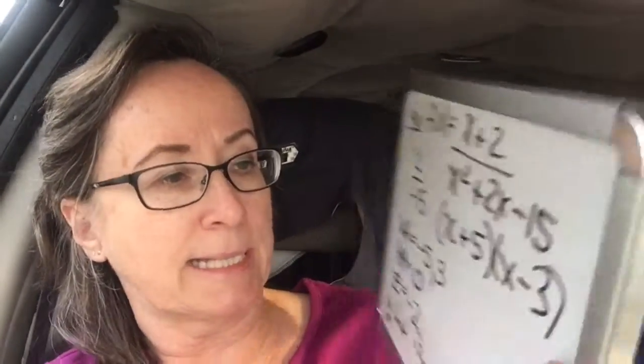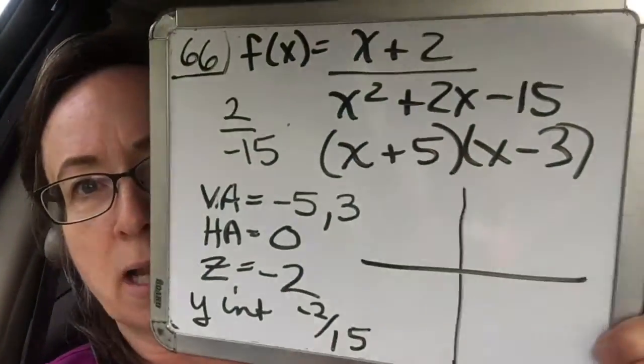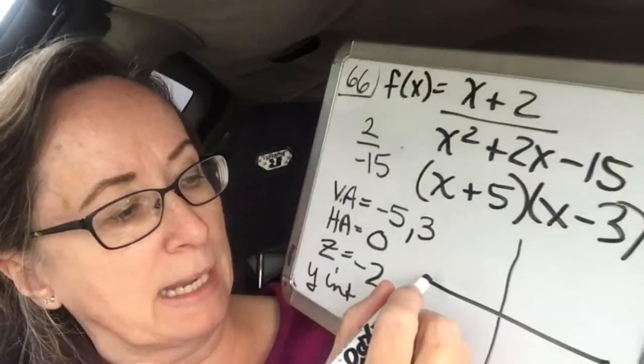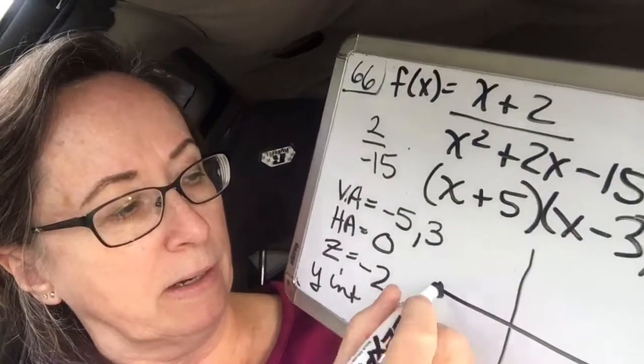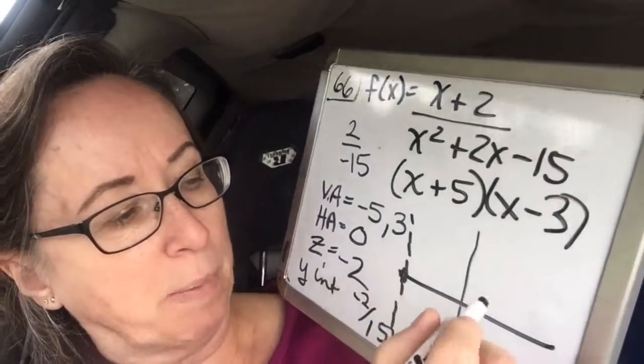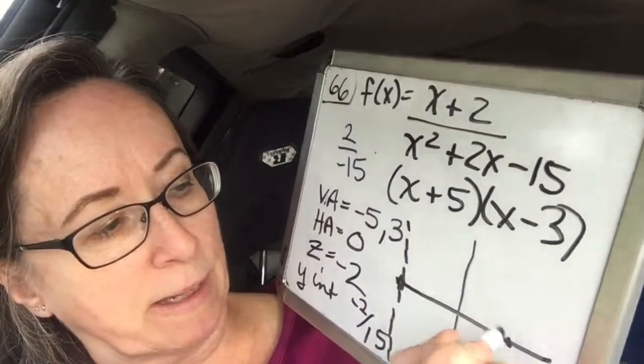So let's see if I can draw my grid. Okay, so let's put in all of our information. We have a vertical asymptote at -5, which I'm going to put right there, and so we'll draw our little vertical line there. And +3, we'll say that's right there.